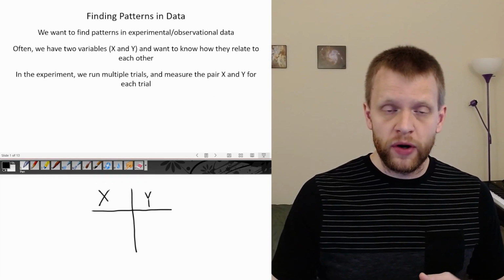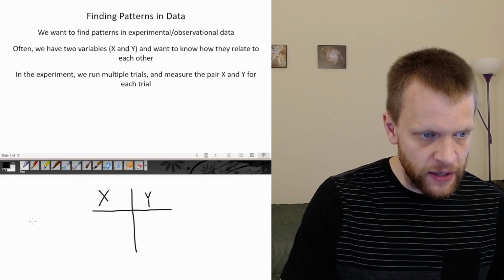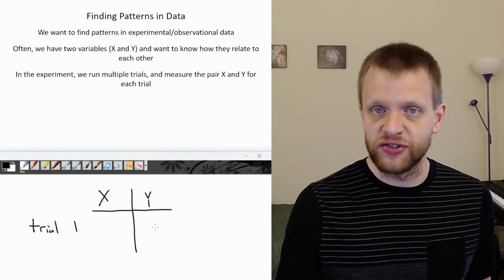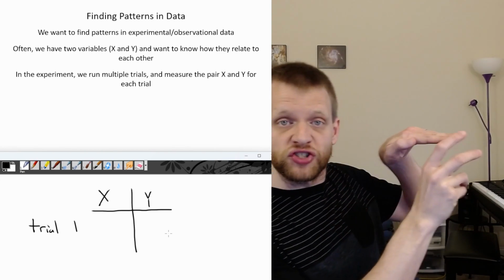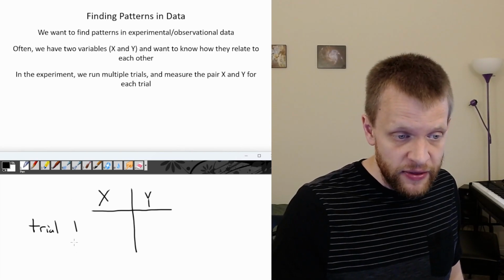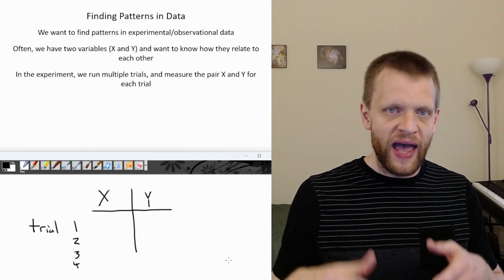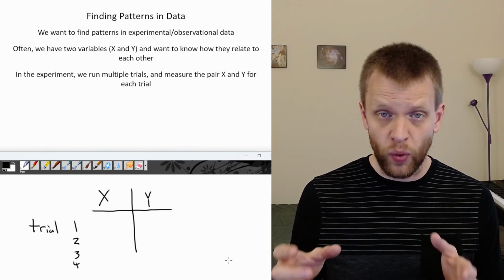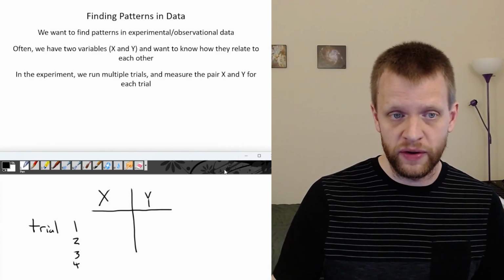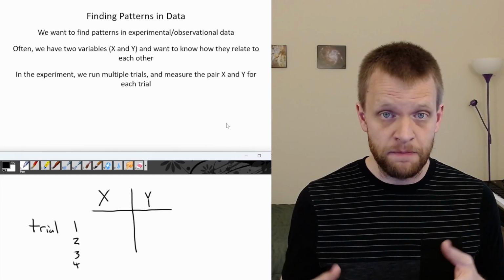In the experiment, we're going to try to run multiple trials. So if we have our general setup, we might have a first trial, trial 1, and we get a certain value for x and a certain value for y. If I throw this at a certain speed, where does it land? Then I'm going to do more trials. Say I throw this at a different speed and see where it lands. And we keep on doing more and more trials, and for every trial that we do, we're going to get a pair of observations, one for our quantity x and one for our quantity y. And this is going to be the set of data that we want to try to find a pattern in.